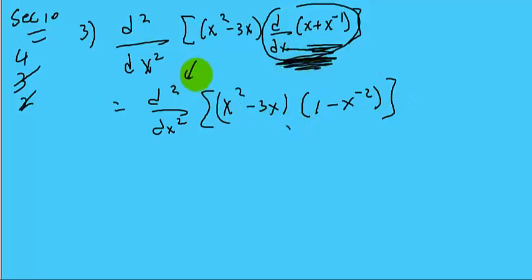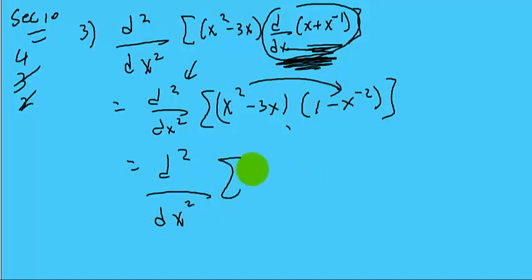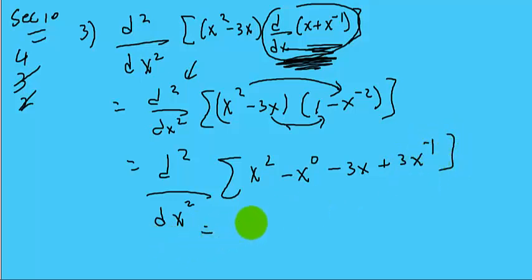Now this is telling me to take a second derivative of this. You can do that, but if you do some algebra, your life will be much easier. So let's do some algebra before we take the second derivative of that mess. When you multiply this through, you're going to get x squared minus x to the 0. Multiply this through, you're going to get negative 3x, or minus, not plus, plus 3x to the negative 1.